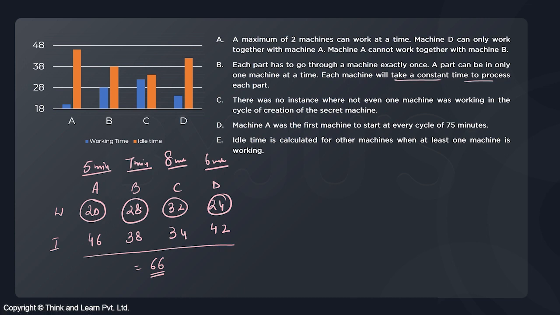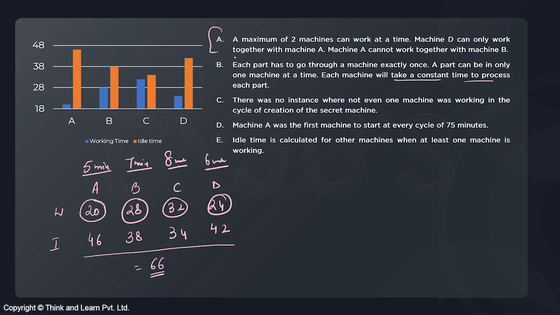If 4 parts are taking 28 minutes, that means each part is taking 7 minutes, and so on and so forth. So the total time taken by Tolsky to complete a cycle is 66 minutes. Each part is taking 5, 7, 8 and 6 minutes on A, B, C and D machines. So this is all we have sorted till now.